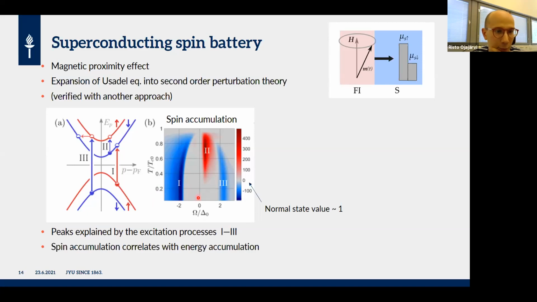And this is what we find. Here's the frequency and the temperature. You can see that the superconducting gap shows up here in this form, because you need two delta excitations at low temperatures to generate anything. But here, if you look at the normal state spin accumulation, it's all gray because it's all near zero. So if I remember correctly, this is normalized so that this normal state value is of the order of one. And this means that this superconducting spin accumulation is then two orders of magnitude larger. There are some features here, though.